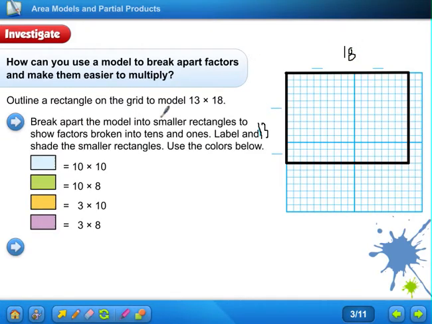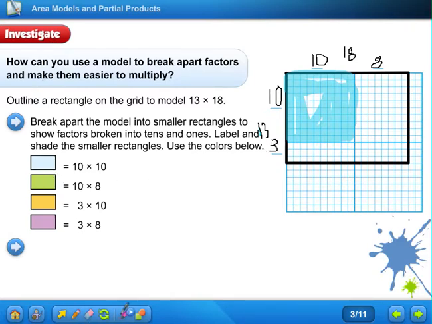And I want to break apart the model into smaller pieces, into tens and ones. So what I want to do is break this section apart into a 10 by 10 piece right here. I'm going to write 10 up here and 10 over there, and that's my 10 by 10. What I have left up here is 8, and what I have left on the bottom is 3.